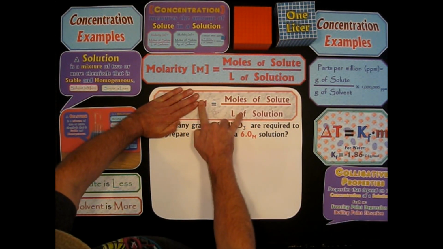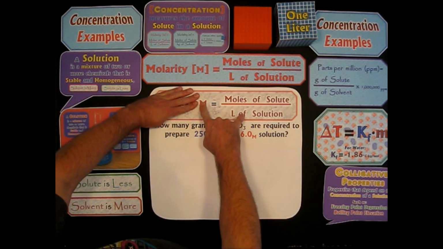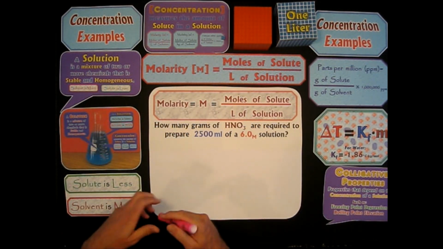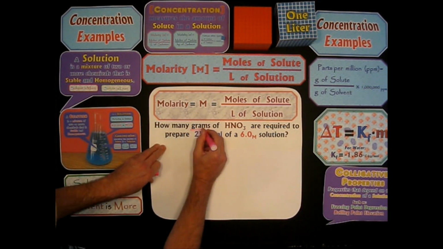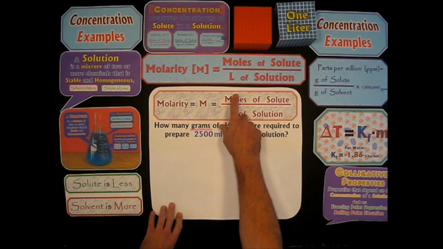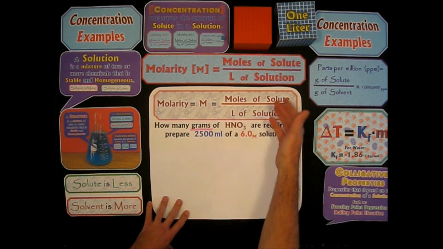So what do you think we're solving for? If we have these two, we're solving for moles. But wait a second, it's not asking for moles, it's asking for grams. So what we have to do in this situation is solve for moles and then go backwards and turn it into grams.